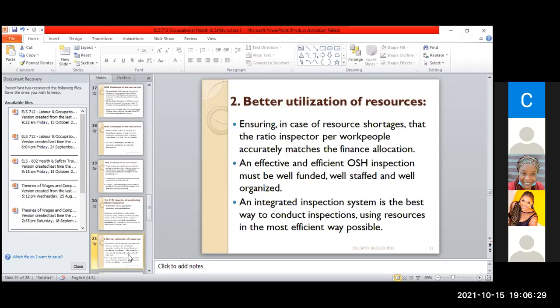It's like they are not organized. But some people are marking time in those units. So there must be a better way to utilize our human, material, and other resources, especially in this aspect. They need to empower them. When they have an integrated inspection system, it's a way to conduct inspection using resources in the most efficient way possible. But we don't know what happens in Nigeria as a case.